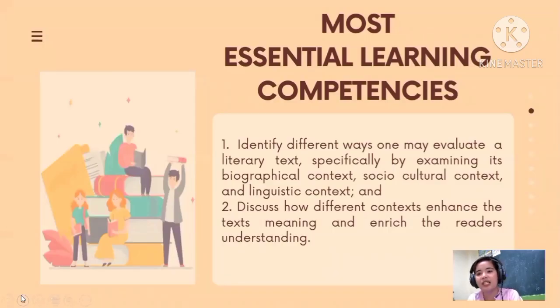So these are the most essential learning competencies under this lesson. First, identifying different ways one may evaluate a literary text, specifically by examining its biographical context. And the second one, which is about discussing how different contexts enhance the text meaning and enrich the reader's understanding.